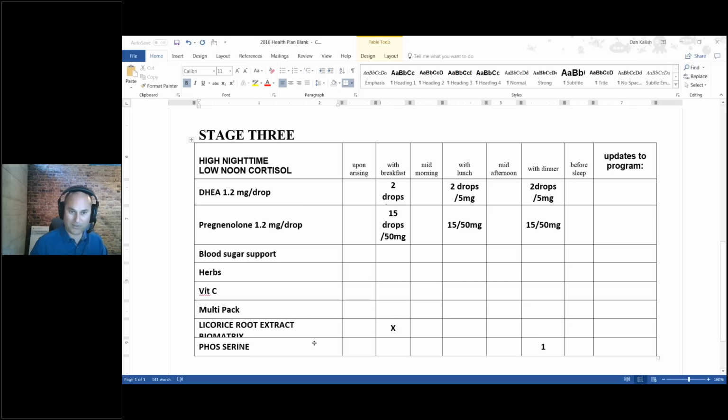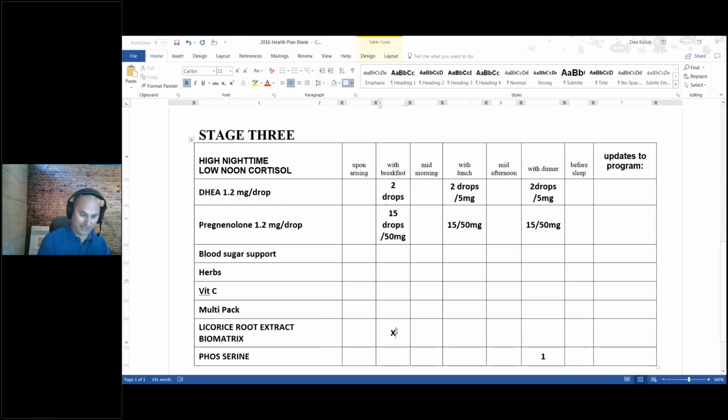And I'll use the liquid form, and I don't know how this translates into capsule milligrams, but I'll use 10 drops per dose of the liquid. Again, Biomatrix is the name of the company, so you could look that up online probably and see what the strength of that is.